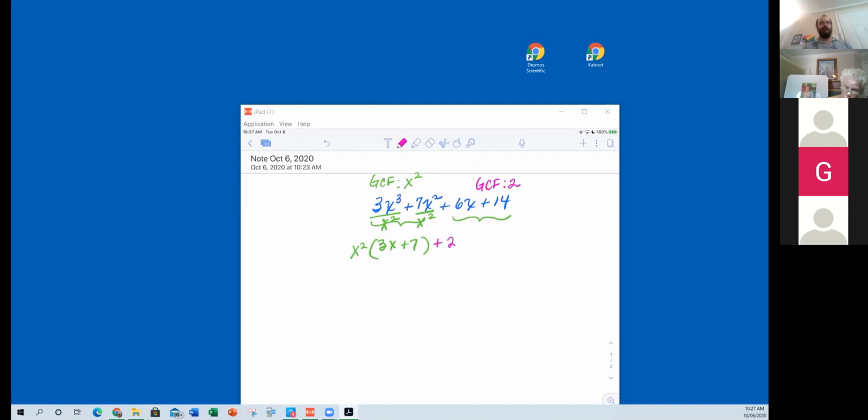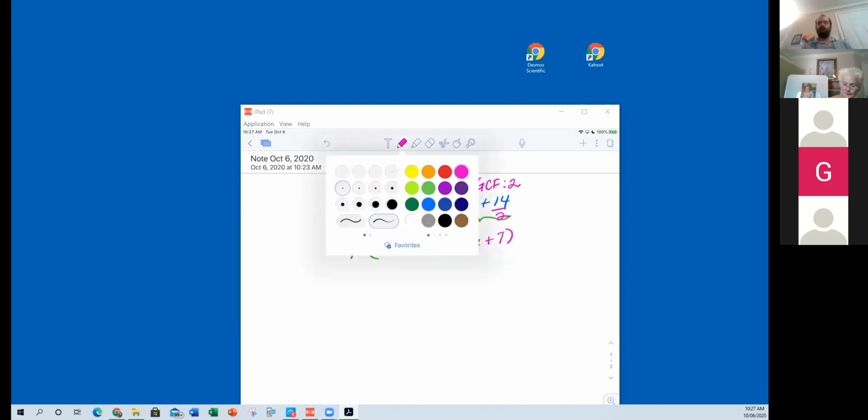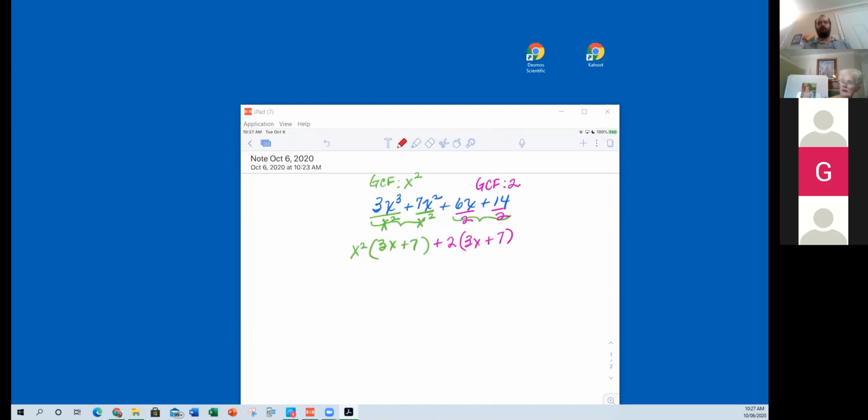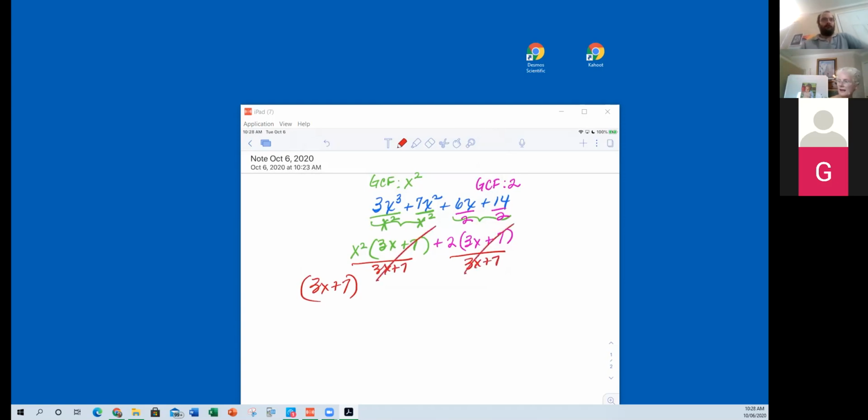So I'm going to write plus 2, divide both of those by 2. And 6x divided by 2 is 3x. 14 divided by 2 is 7. So now, sorry, I've got allergies. What do these two have in common? 3x plus 7. Yep, so that's what goes in the front. I'm going to divide both parts by 3x plus 7. And what's left? x squared plus 2. Yep. And that's your answer.